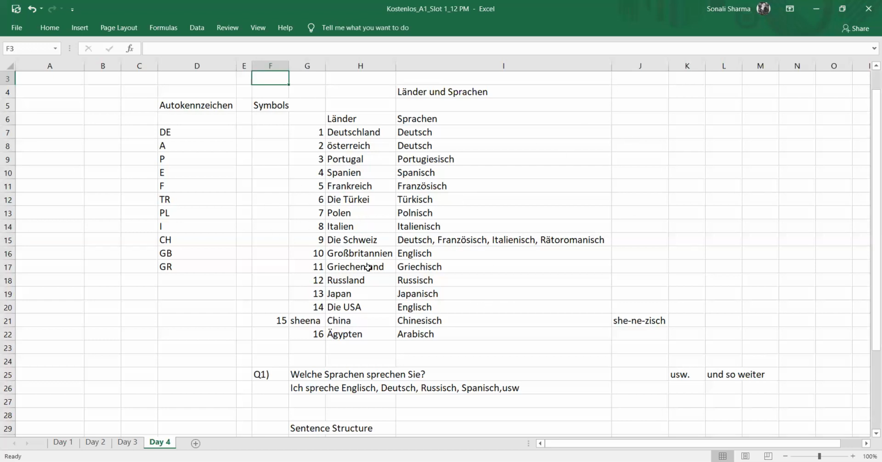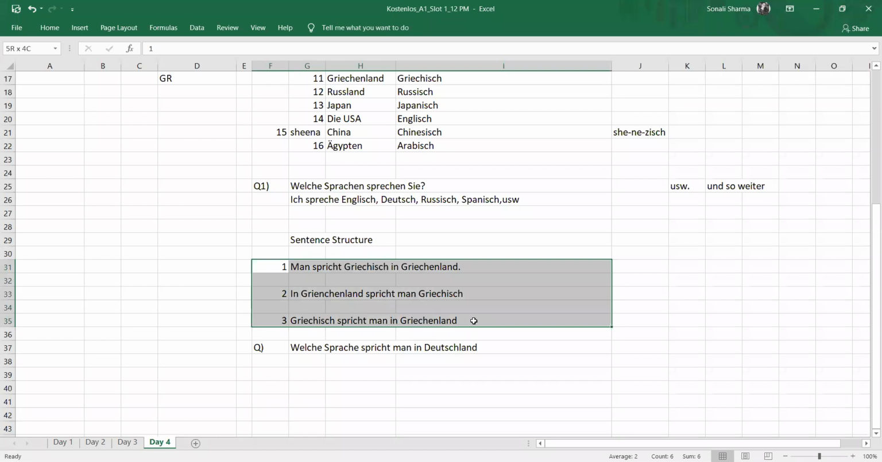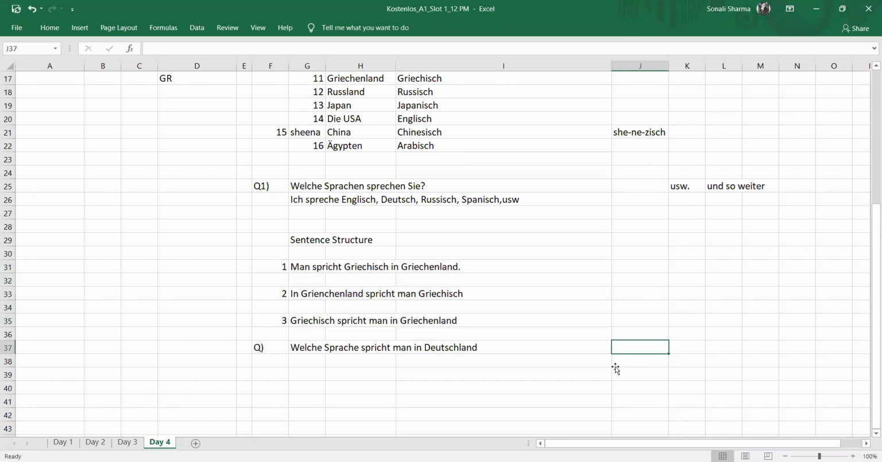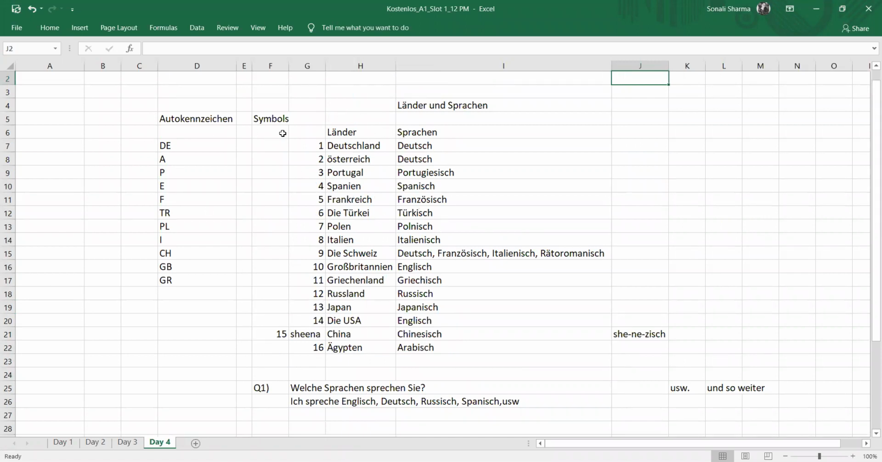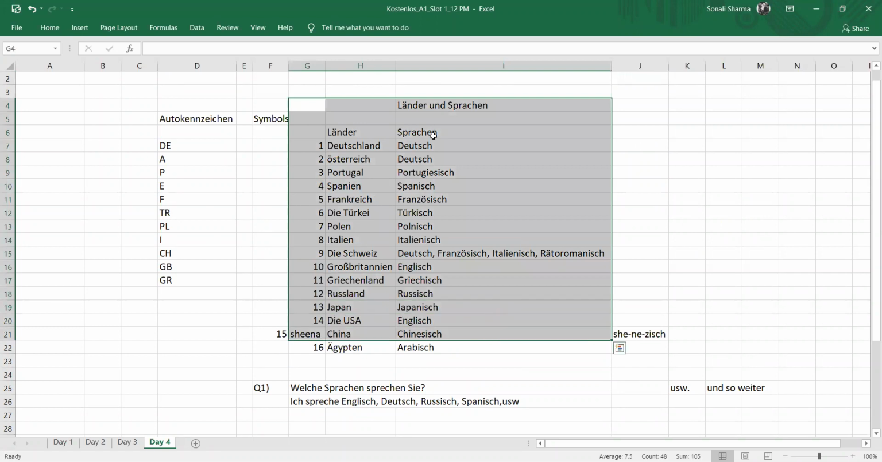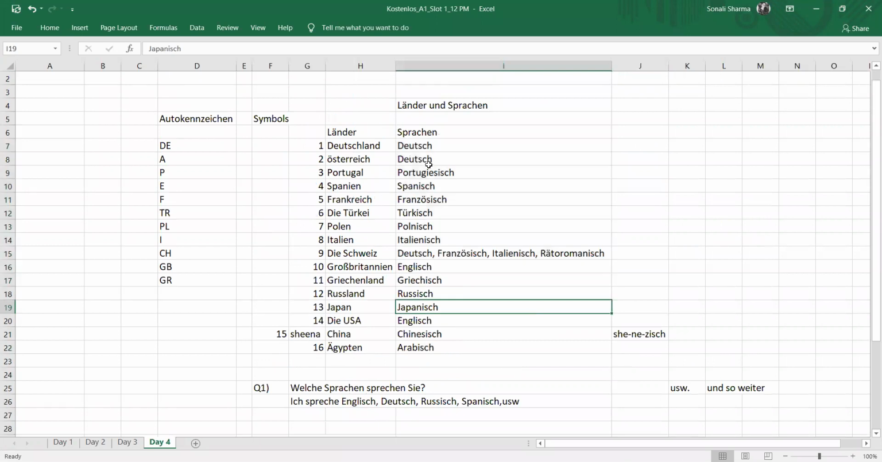The meaning is, which language one speaks in Great Britain, or in Greece, Russia, Japan, USA, China, or Egypt. These are the three major ways of telling the answers. You can pick either one and just learn it and tell people what one speaks in which country. So these were all the countries and all the languages. You have to learn it and check the spellings, because spellings are very important. In the end we have SCH, the sound of SCH is a sh sound. Türkisch, Polnisch, Italienisch, Englisch, Griechisch, Russisch, Japanisch, Chinesisch, Arabisch.